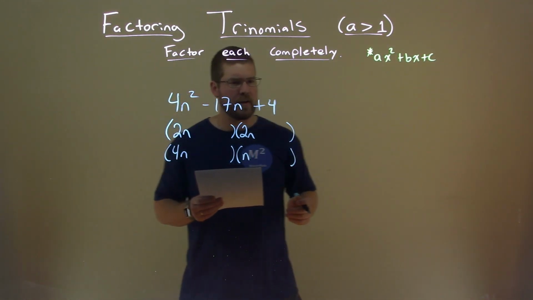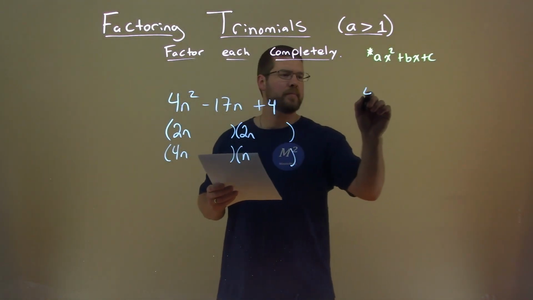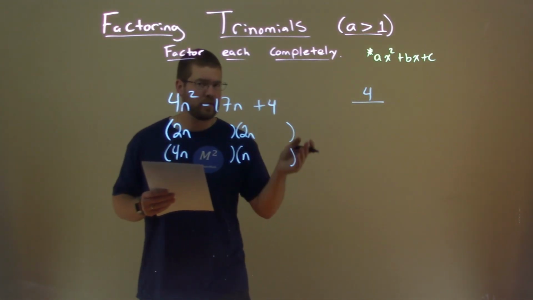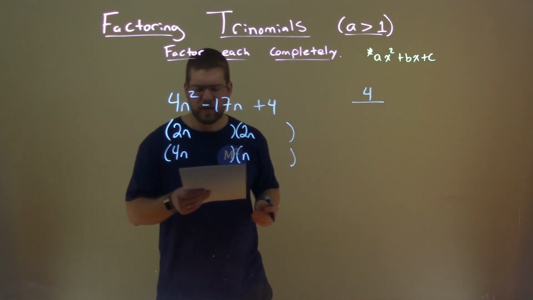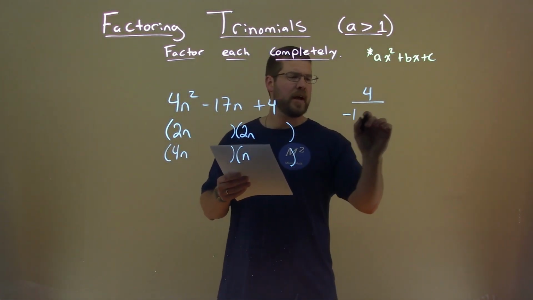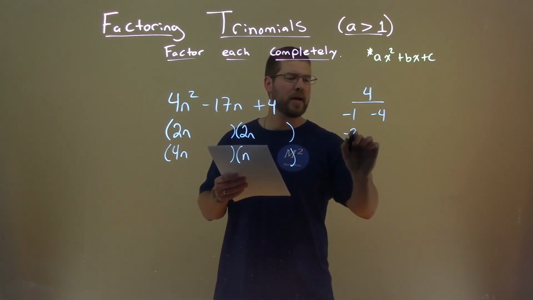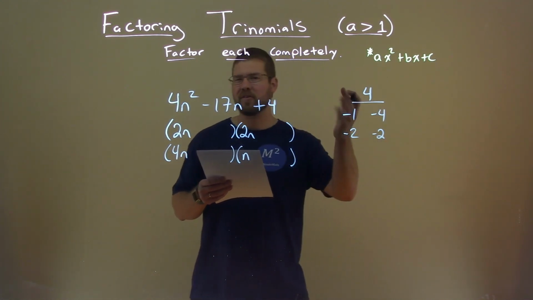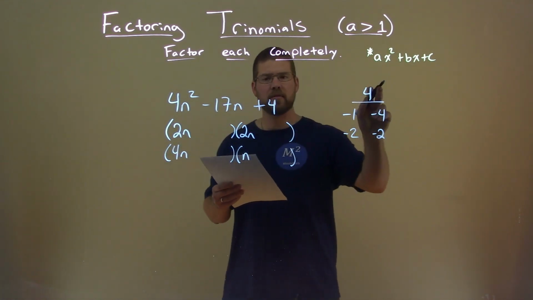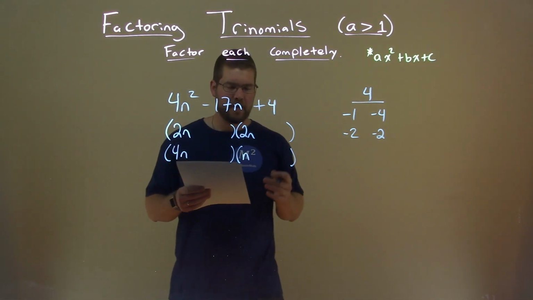Let's look at our c value. Our c value is 4. So we find two numbers that multiply to be positive 4. But since our b value is negative, that tells us that both of these numbers will be negative. So that's either a negative 1 and a negative 4, or a negative 2 and a negative 2, or some flip order of them. Both those numbers multiply to equal positive 4, but they're both negative.